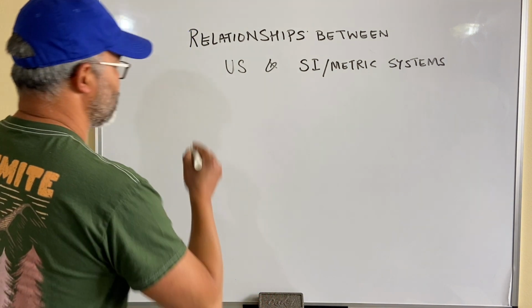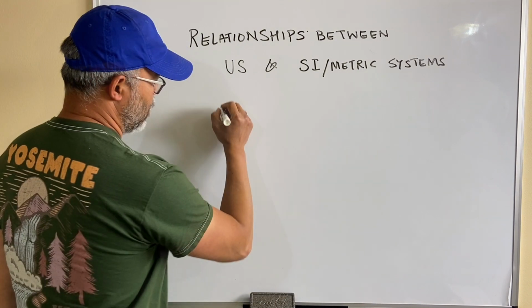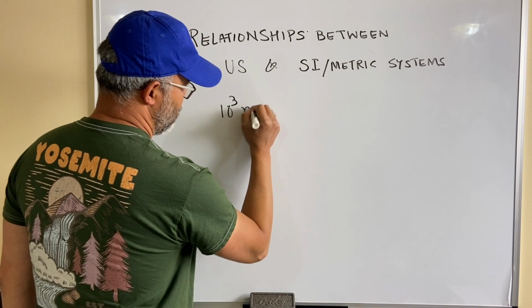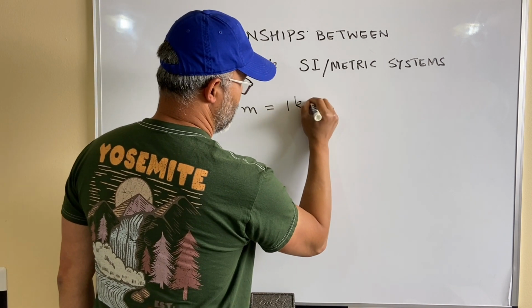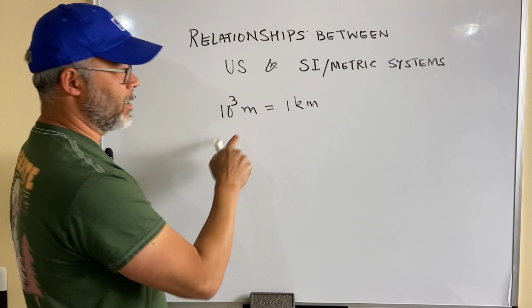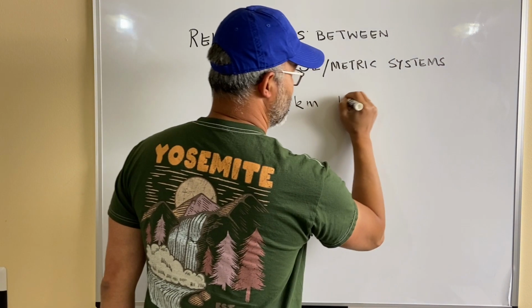So take a look, for example, at 10 to the power 3 meters. If you recall, we did this, it is equal to 1 kilometer. That is called an equality, okay? So 10 to the power 3 meters is equal to 1 kilometer. That is an equality.